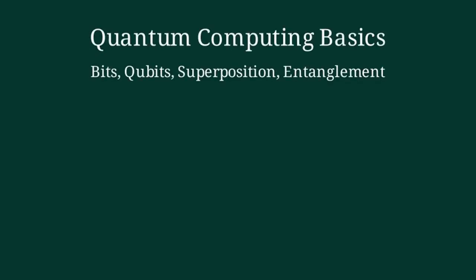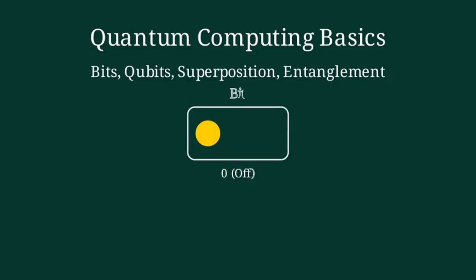Today we will explore the basics of quantum computing in a simple and visual way. First, let's compare a regular computer bit with a quantum computer qubit. A bit is like a light switch. It can be off, meaning 0, or on, meaning 1. Now, a qubit is different. It can be 0 and 1 at the same time, using a quantum idea called superposition.